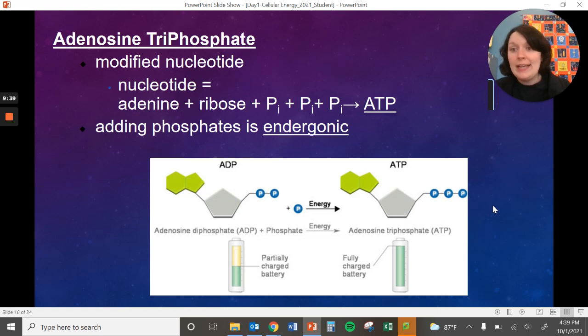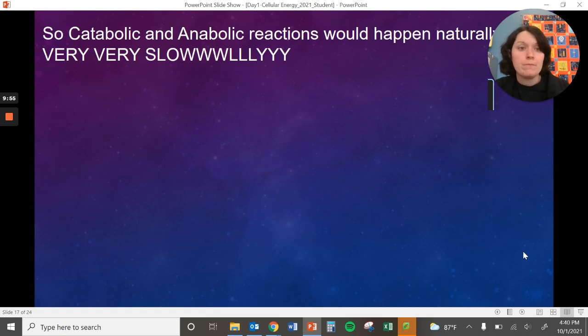So you can also think about ATP kind of as a battery when it has all of its phosphates here. It's a stored battery. As soon as we remove one of those phosphates, it doesn't have energy anymore because that energy is being released, and we can use that energy in some other reaction.